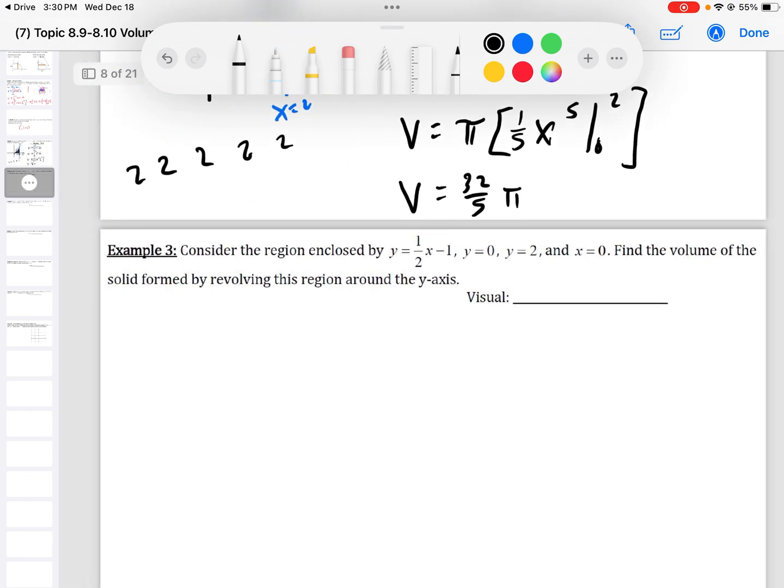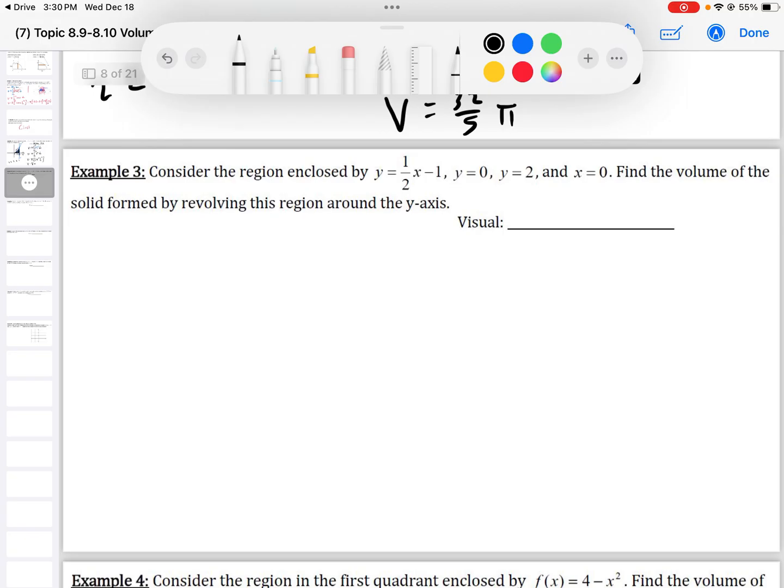All right, let's do another one. Consider the region enclosed by the line y equals 1/2 x minus 1, y equals 0, y equals 2, and x equals 0. Then find the volume of the solid that has been formed if I rotate that thing around the y-axis this time. So this time it's around the y-axis, which will be a little bit different.